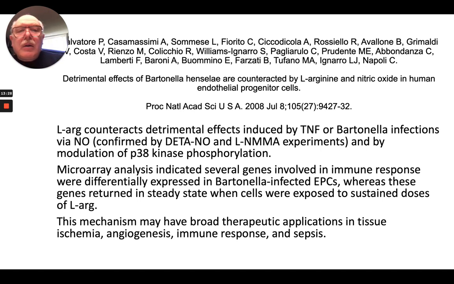Several years ago, actually around 2008, 12 or 13 years ago, there was an article which showed that L-arginine can interfere with specific pathogenic steps in Bartonella infection, and I think that this is a very important supplement. Unfortunately, L-arginine is not very well tolerated because a lot of patients develop profound hypertension, but for those who can tolerate it, it's a good supplement to use.